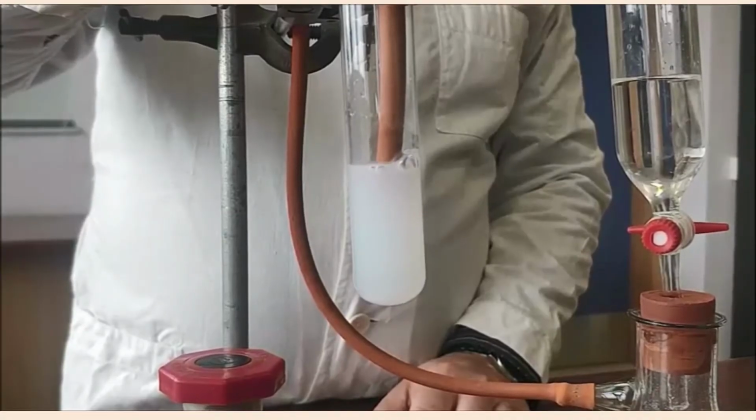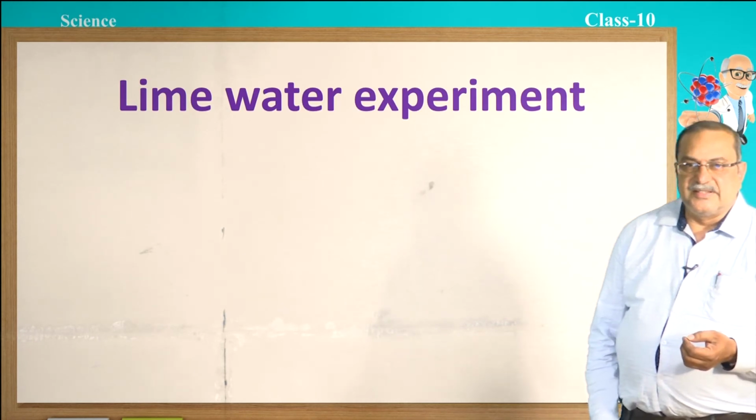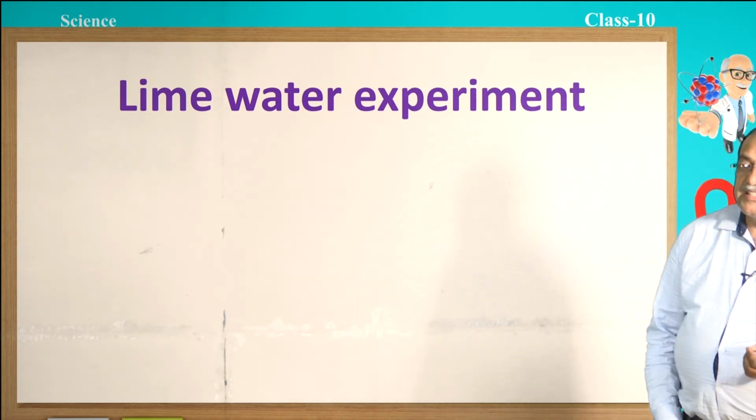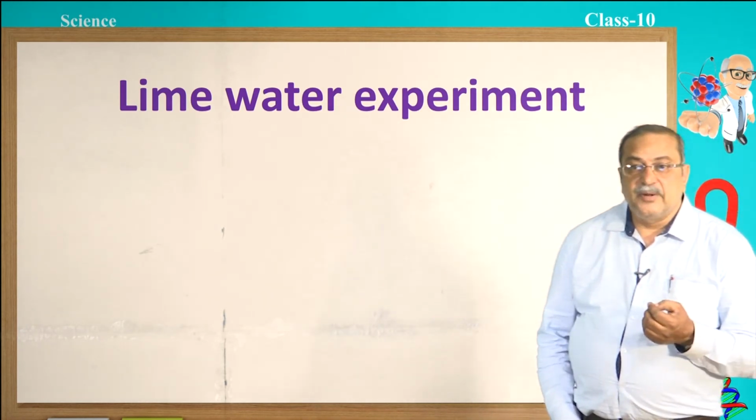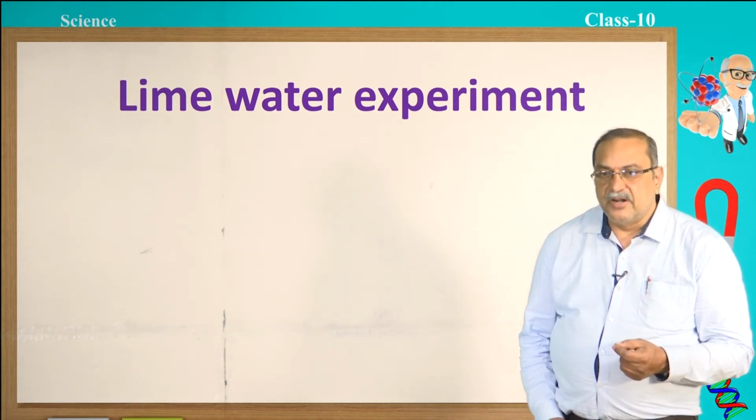Look at the bottom, you can see a small powder-like structure settling down, there is nothing but precipitate. So, what is the chemical reaction that we will see? This is called the lime water experiment to check carbon dioxide. To check carbon dioxide, we are going to conduct the lime water experiment.